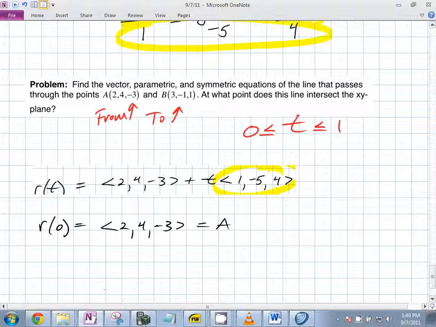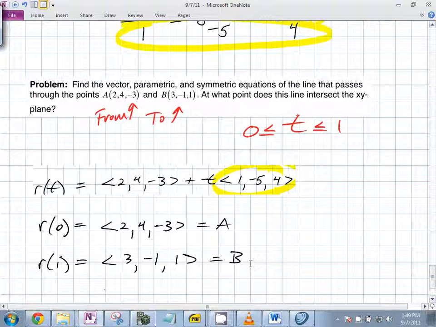Let's try R of 1. What's R of 1? 3, -1, and 1. So what is that? B. In this case, this is exactly what we want. If we go from A to B, t is 0 at A and t is 1 at B. It works out that way because we found the direction vector as the vector from A to B. Does our direction vector have to be that exact magnitude? No, the only thing we care about is the specific direction. So could we turn that into a unit vector?